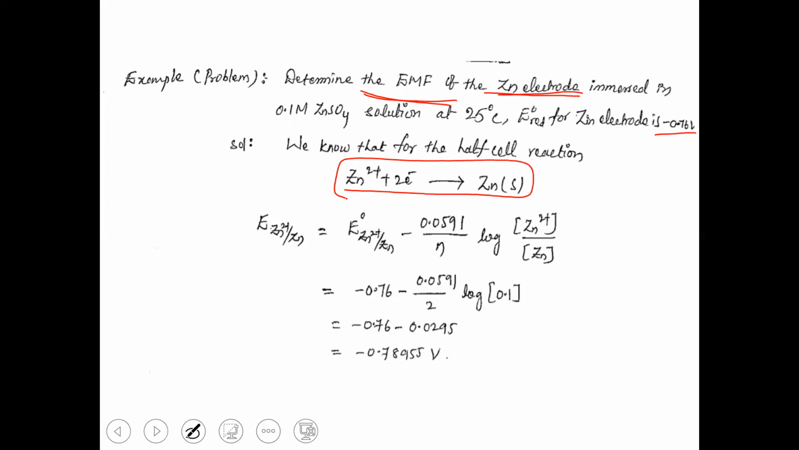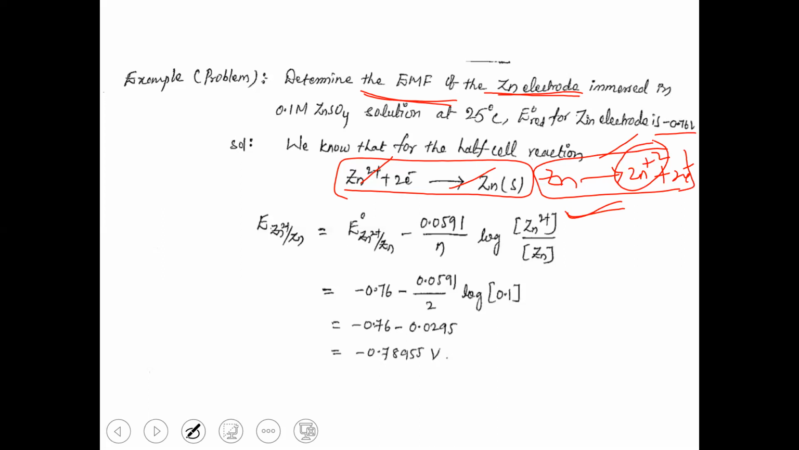Then what is the Nernst equation? That is E cell, that means E zinc 2 plus by zinc, is equal to E naught zinc 2 plus by zinc minus 0.059 by N log concentration of the... sorry, this is the wrong reaction. So here it is zinc gives rise to zinc 2 plus plus 2 electrons. So this is the oxidation reaction. So that is minus 0.059 by N log concentration of the products, that is zinc 2 plus by zinc.